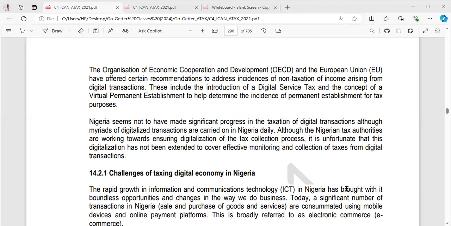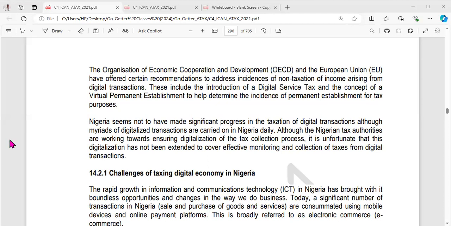He has a virtual presence there. And so now the concept of virtual permanent establishment is also for the purpose of taxes. So you see here, someone may have a virtual office. A virtual office is not a physical office. So you hear people say, I have a virtual office. A virtual office just exists on your phone, on your internet.